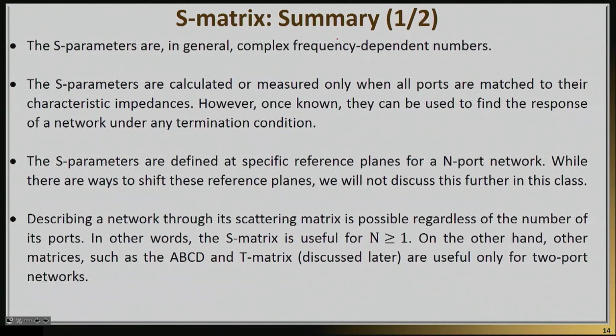The scattering matrix is also a very generic matrix. We've never placed on ourselves a restriction of how many ports we can have. We can have as many ports as we want. Some of the other matrices we will see in future lectures do have a restriction. For example, the ABCD matrix is defined only for a two-port network.